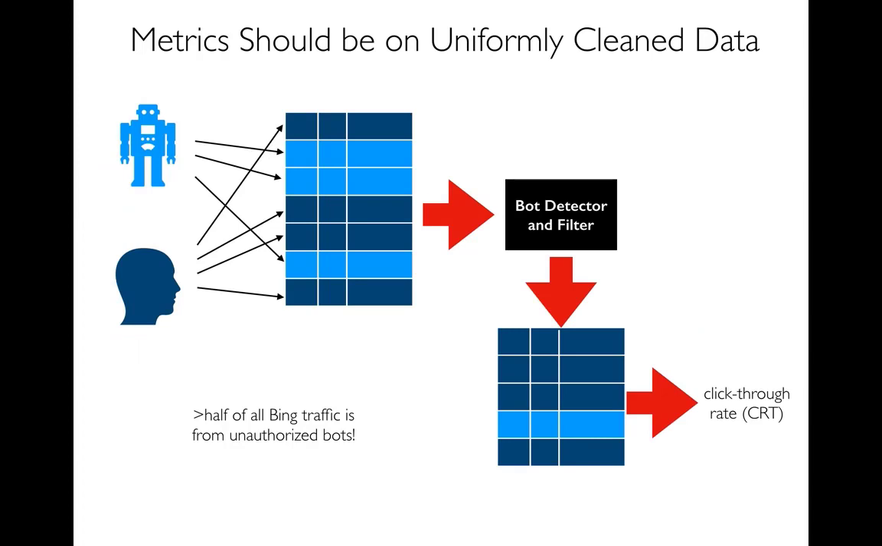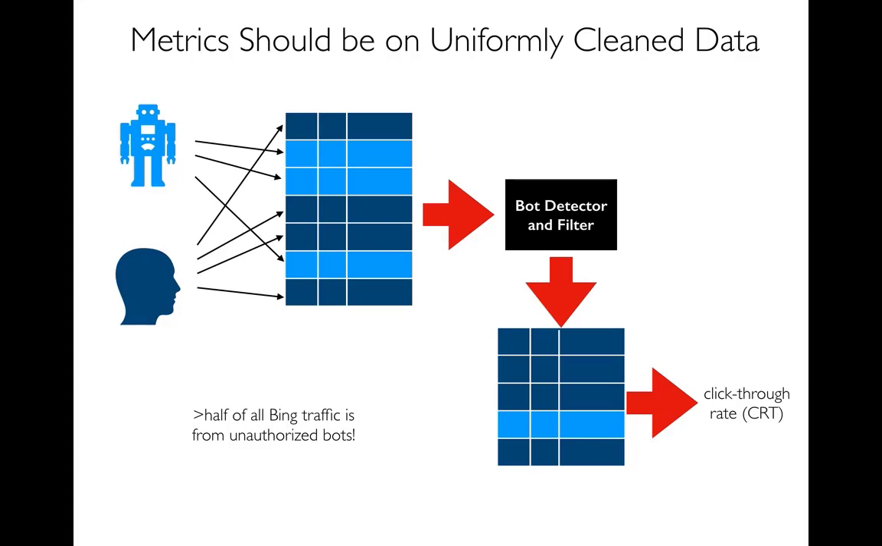One other issue, right? We talk about these simple things like, oh, we know the click-through rate, we know what people saw and what they clicked. The problem is that there are all these bots online, right? So there may be bots that are scraping our website, and I actually just recently learned that over half of all Bing traffic is from unauthorized bots, right?